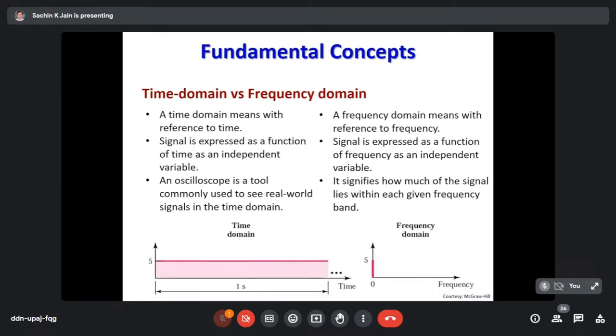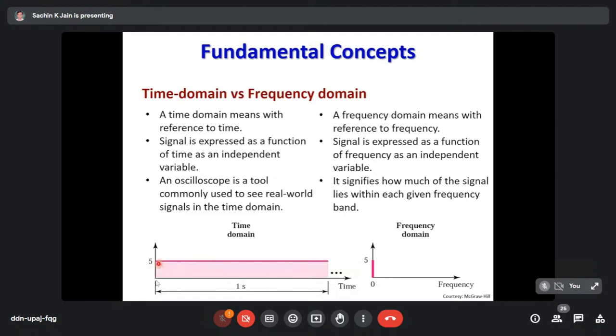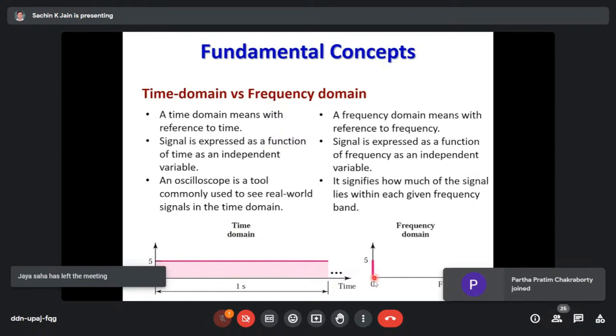A time domain signal means, for example, this signal, as we can see here, this is a time domain signal. So with respect to time, at times t equal to 0, 1 second, 5 seconds, what is the value of the signal? That is in time domain. But in frequency domain, it tells what are the frequency contents of that signal. For example, for DC, its amplitude is 5.